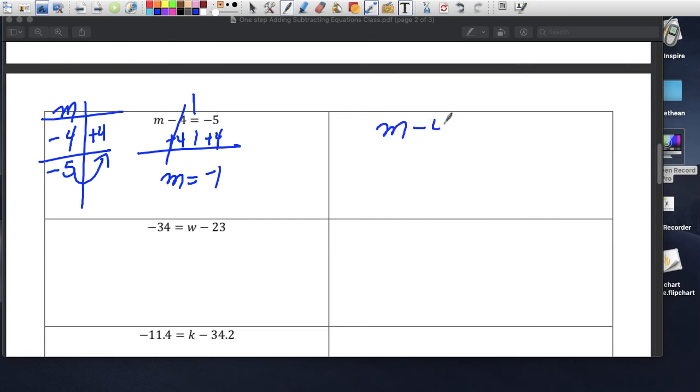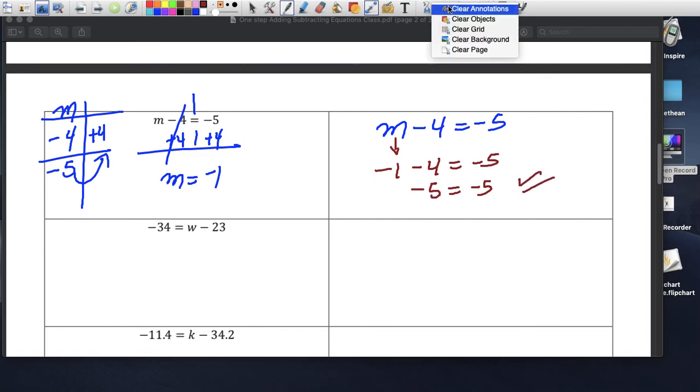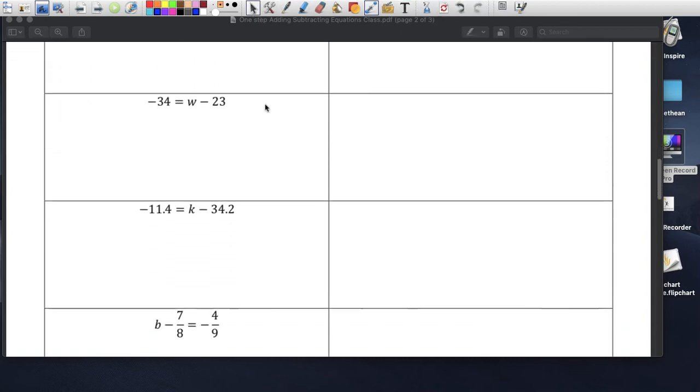Please check. This is my original equation. I'm going to replace the m here, and I'll put negative 1. Minus 4 equals negative 5. Is that really true that negative 1 minus 4 is negative 5? It is. So I can clearly write the negative 5 on the left side is equal to the negative 5 on the right side. So we are good.